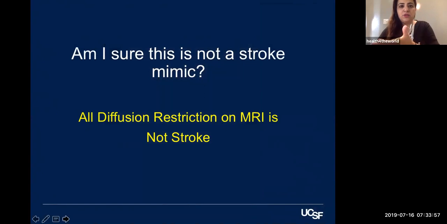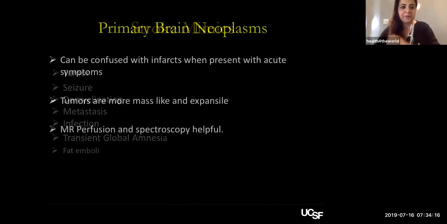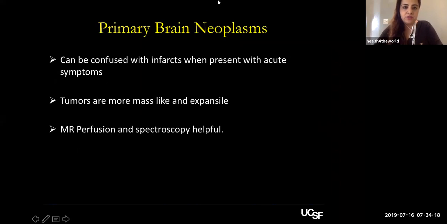Okay, so now moving on to: am I sure this is not a stroke mimic? It's important to know that not all diffusion restriction is a stroke, and we can be really helpful to the clinicians in making a better diagnosis and suggesting that this is not a stroke. There are multiple other etiologies which can cause diffusion restriction: tumor, seizures, demyelinating disease, METs, infection, DGA, fat emboli. So first of all, tumor.